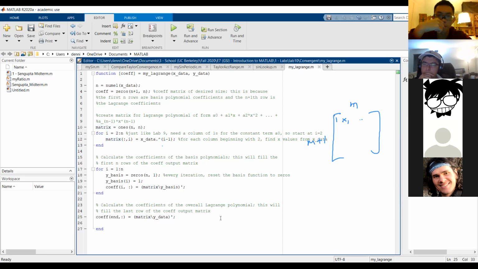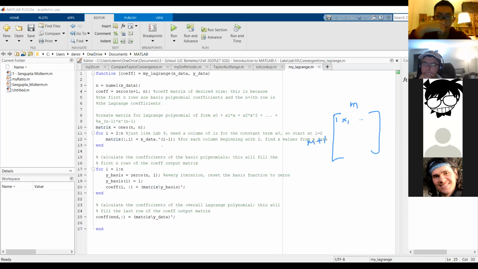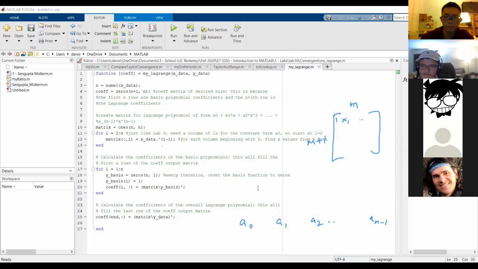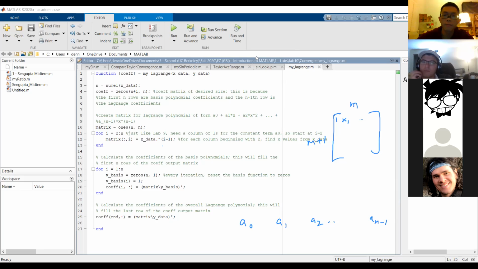I'm still confused on exactly what we're solving for the coefficient. So each row is a polynomial essentially, and then we just go down. It's just the A naught, A1, A2, all the way up to AN minus 1. It's the coefficients of the polynomial. So one row is the first polynomial, and then the second one is the second polynomial, and the sum of all of them is the entire polynomial.